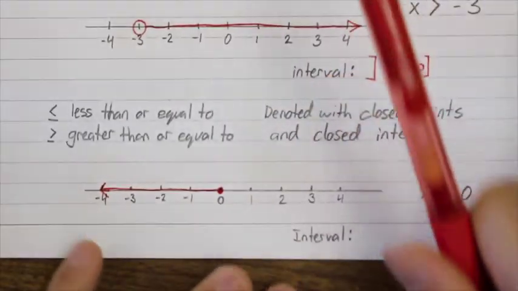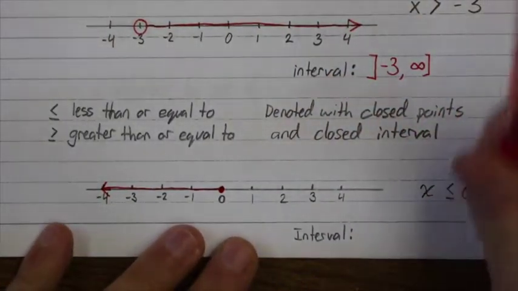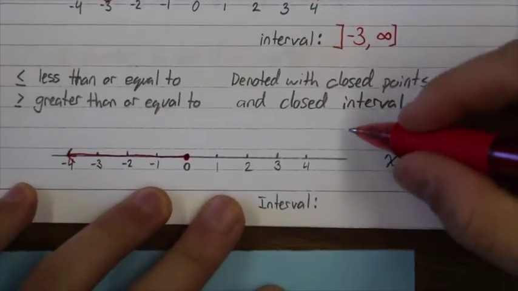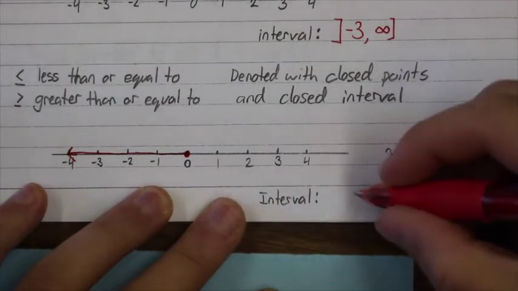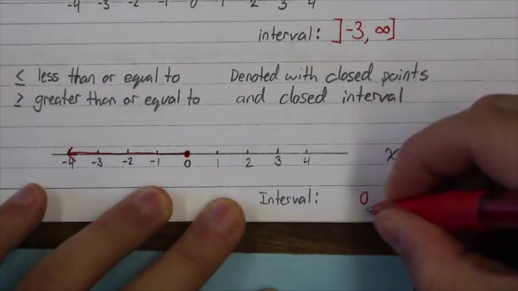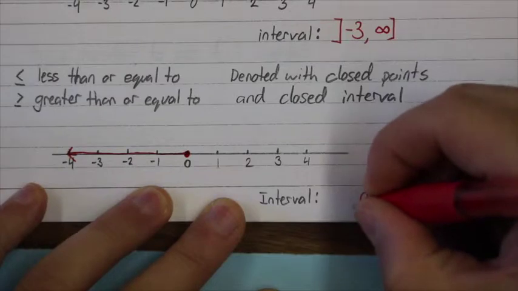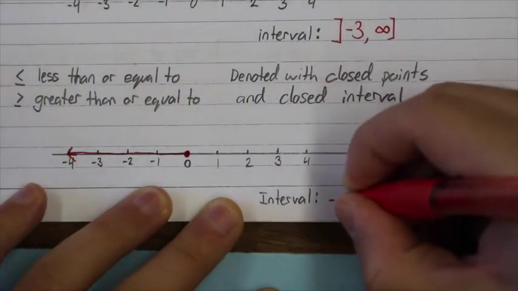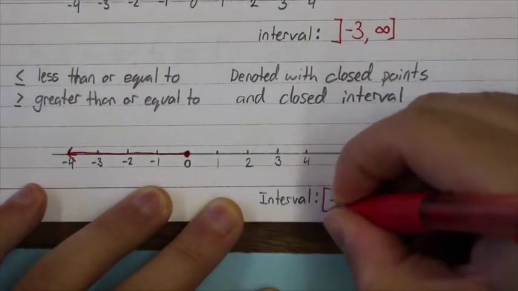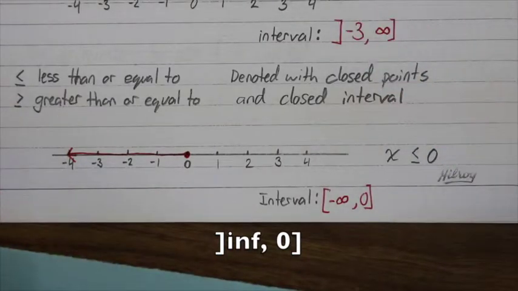So here is our situation represented on a number line, and here the interval, we include 0, so 0 is included, and we go downwards, so 0 is included, and it's to -infinity. So there you go.